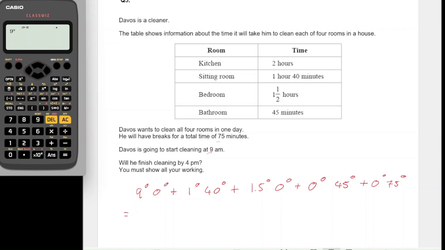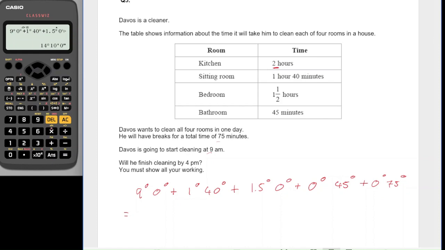So 9 o'clock is the time. And then to that, I want to add 1 hour and 40 minutes. To that, I want to add 1.5 hours and 0 minutes. And to that, I want to add 0 hours and 45 minutes. And to that, I want to add 0 hours and 75 minutes for his break. That tells us that he will finish. I feel like I've missed a time out there. I missed the kitchen. Missed the first one.